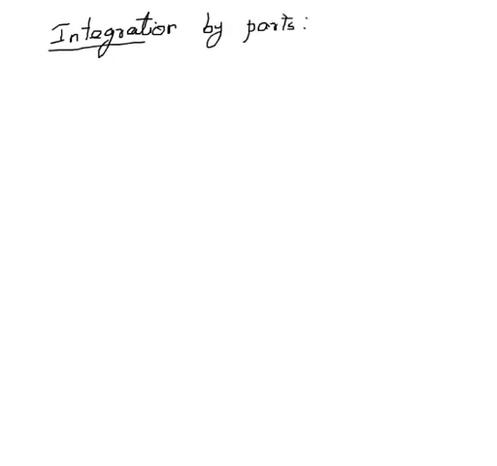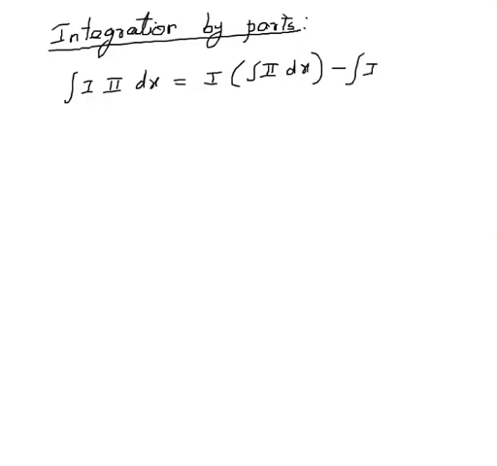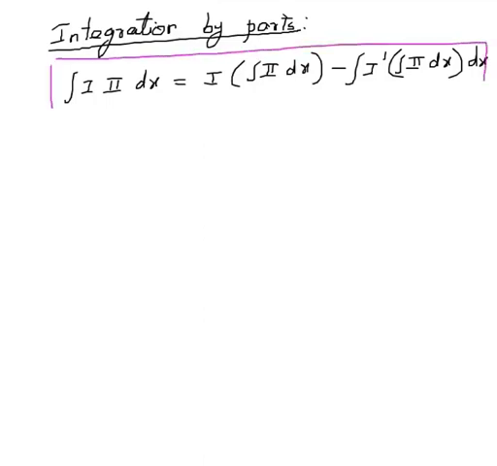When do we use this formula? When we have product of functions, we use this method. The formula is integral first function into second function dx is equal to first function into integral of the second function minus integral differential of the first function into integral of the second function. This integral of the second function is in both the terms. This is by parts formula. Memorize this formula.